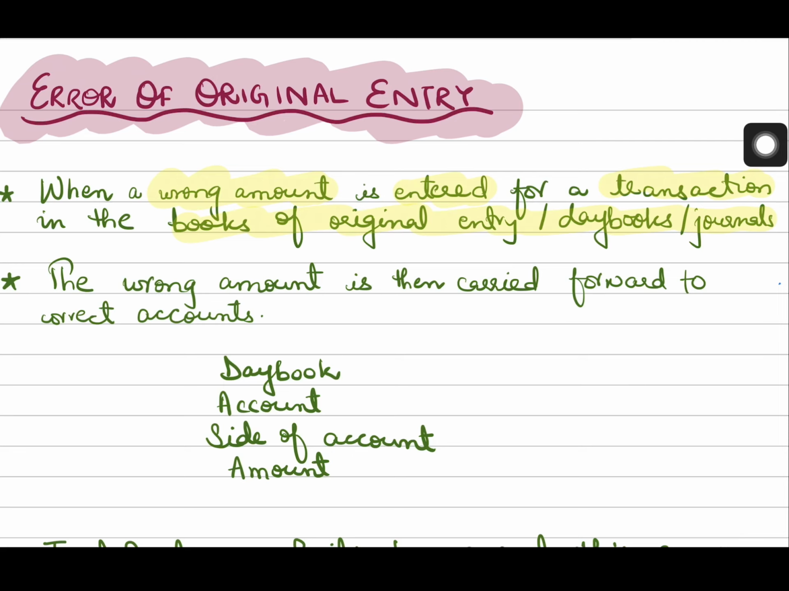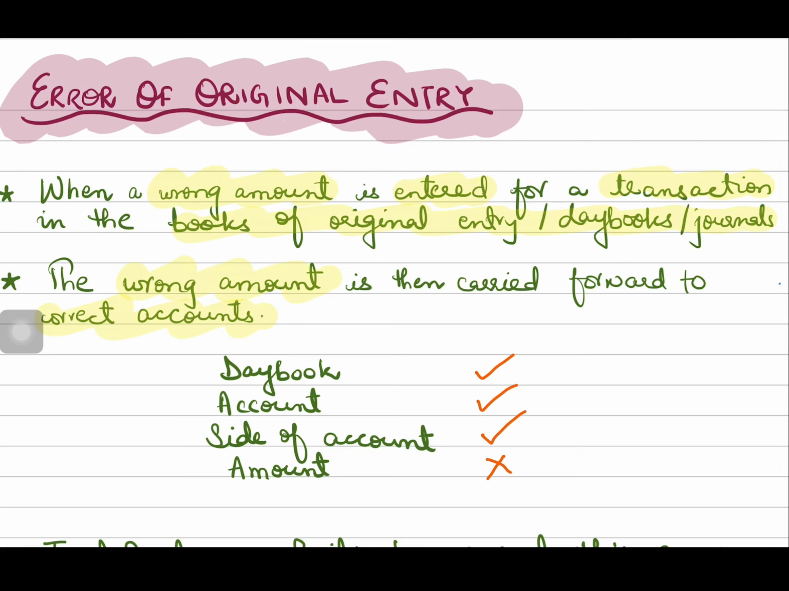We know that whenever a transaction takes place, it is first recorded in the day book and then it is posted to the ledgers. So, when a wrong amount is entered in the book of original entry, that type of error is called error of original entry, and then that wrong amount is carried forward to the correct accounts. So, the day book is correct: if the transaction had to be entered in the cash book, it has been entered in the cash book or any other book. The accounts are also right, as from the day book they are posted to the correct accounts. The sides of the accounts are also correct, but the amount is wrong.